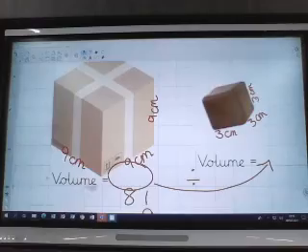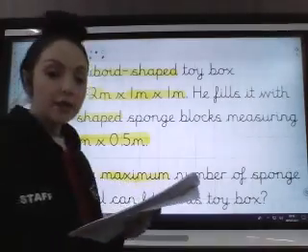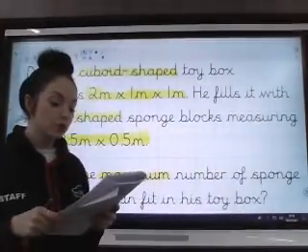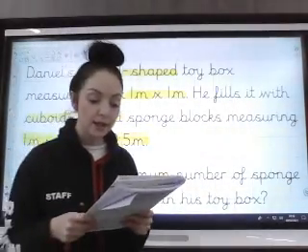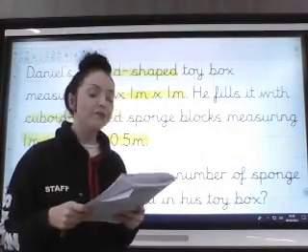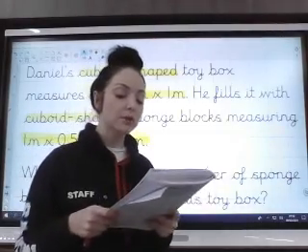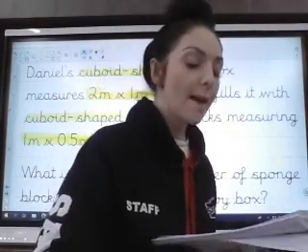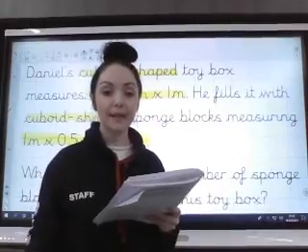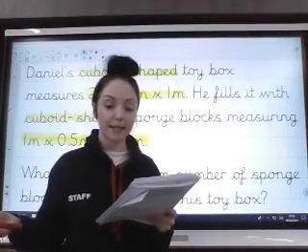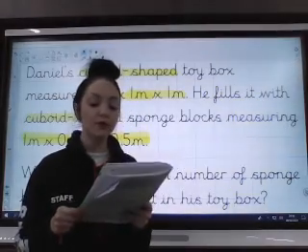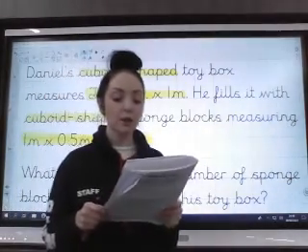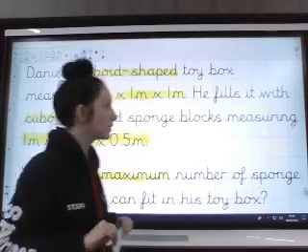Question 2 then says, Daniel's cuboid-shaped toy box measures 2 metres by 1 metre by 1 metre. He fills it with cuboid-shaped sponge blocks measuring 1 metre by 0.5 metres by 0.5 metres. What is the maximum number of sponge blocks Daniel can fit in his toy box?